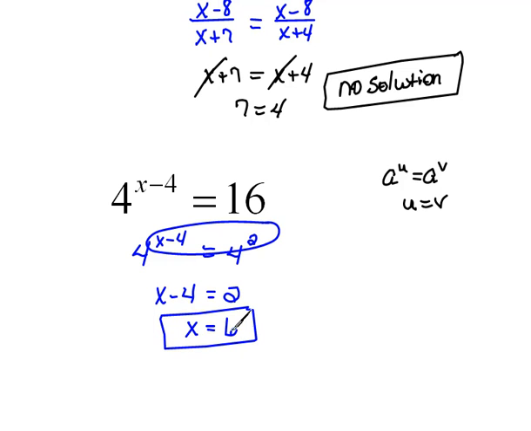Now again, we should probably double check our answer. So if we were to plug in 6 in place of x, this would be 6 minus 4. Well, that would be 2, and 4 squared is in fact 16. So that does check, and x equals 6 is our correct answer.